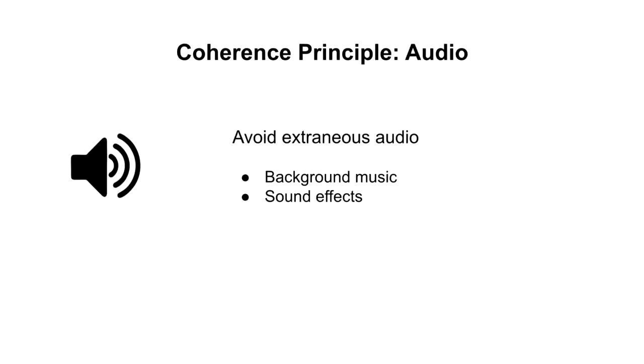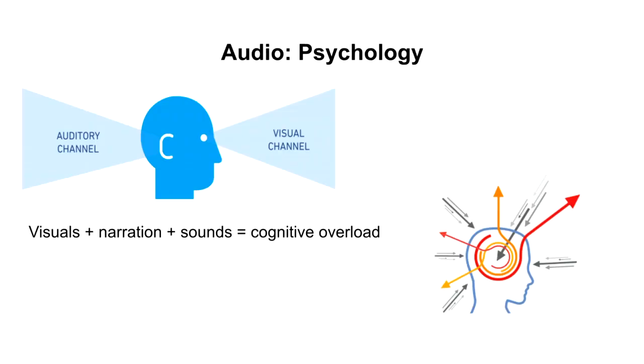The third guideline for coherence states, avoid e-lessons with extraneous audio. This refers to placing unnecessary audio such as background music or sound effects in e-learning presentations. Extra sounds overload the cognitive system. Learners are less able to pay attention to the narration because they are focused on the sounds.